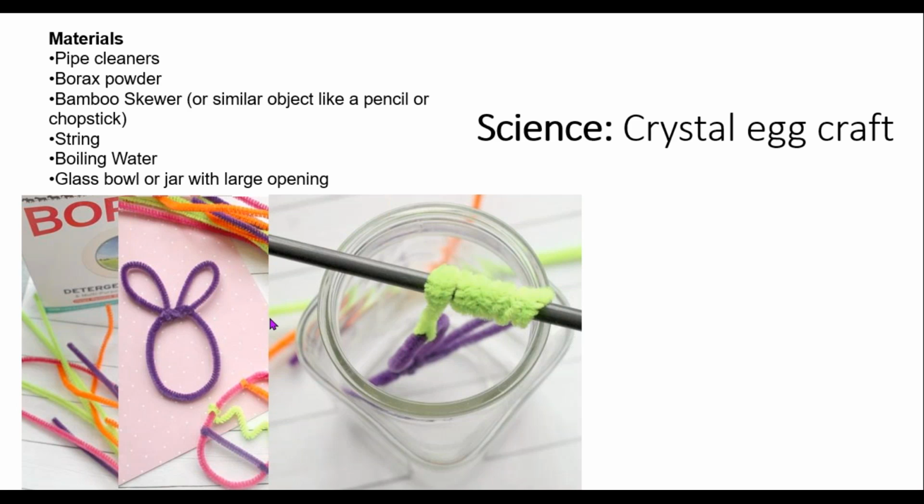Here, be sure that you are the one pouring the water because we don't want any accidents. So pour the boiling water into the jar, and then you're going to add the borax. I remember I added around 3 or 4 spoonfuls of borax, and you're going to mix the borax together with the water.